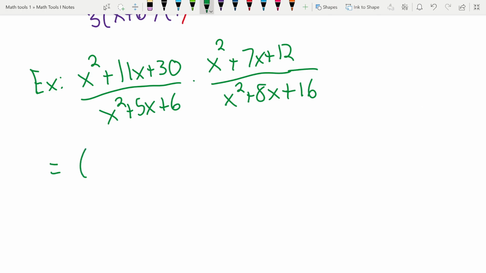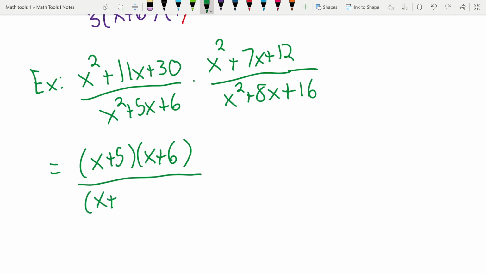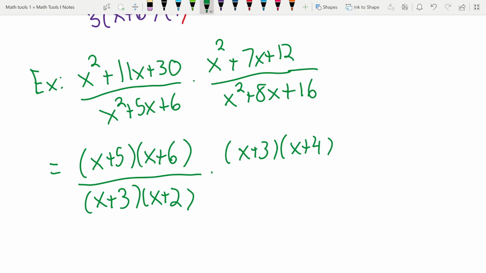So go ahead and factor everything. We get x plus 5, x plus 6 on the top, x plus 3, x plus 2. And then we have x plus 3, x plus 4, and x plus 4 over x plus 4, or times x plus 4.